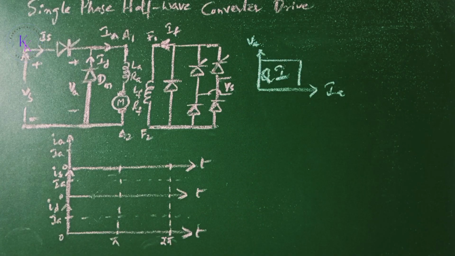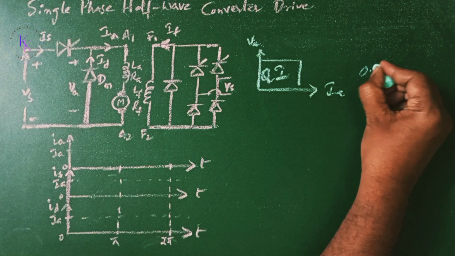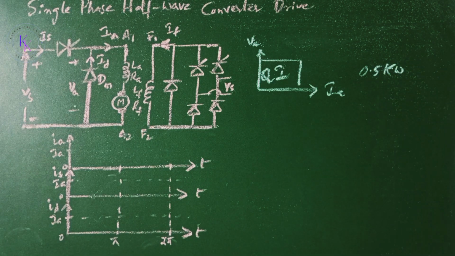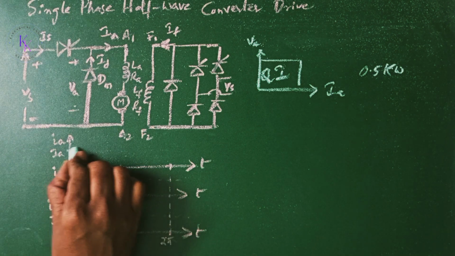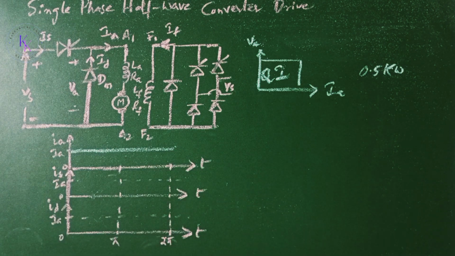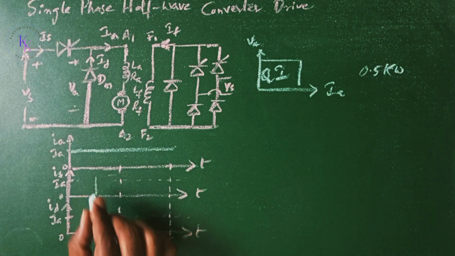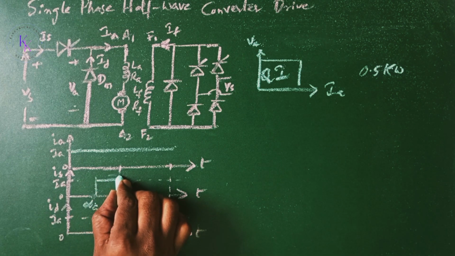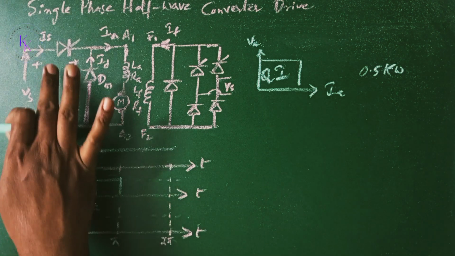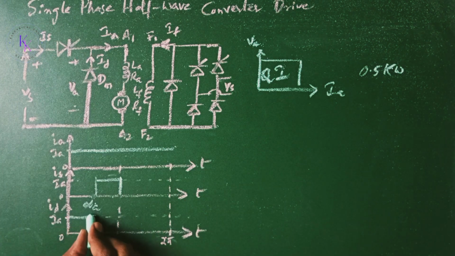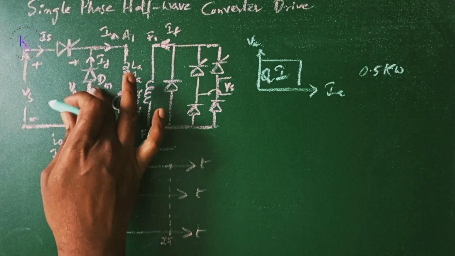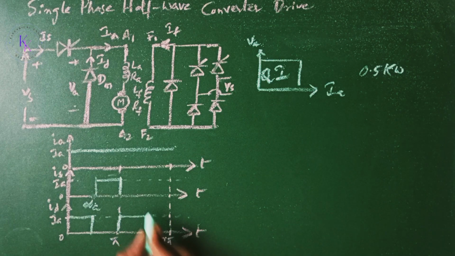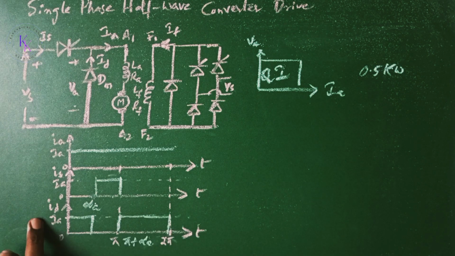The application of this drive is limited to a 0.5 kilowatt power level. In the waveforms for a highly inductive load, the armature current IA is continuous. When the thyristor of the half wave circuit is turned on at an angle alpha A, the current flows through the motor IA, and when the thyristor is turned off, the current is freewheeled through the freewheeling diode as the inductance is large. This is the current through the freewheeling diode, and this is the current from the source.